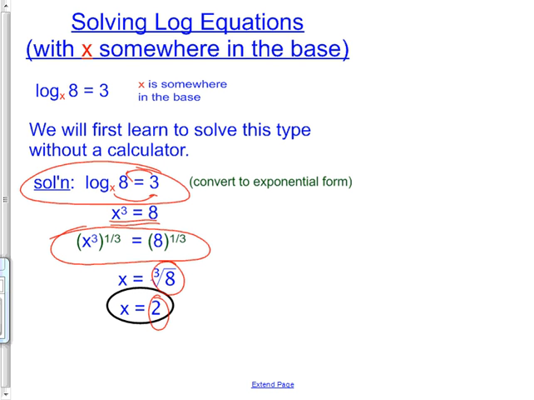Now, why didn't I do plus and minus there? I did a root on both sides. Why didn't I do plus and minus? It's an odd root. Very good. All right.